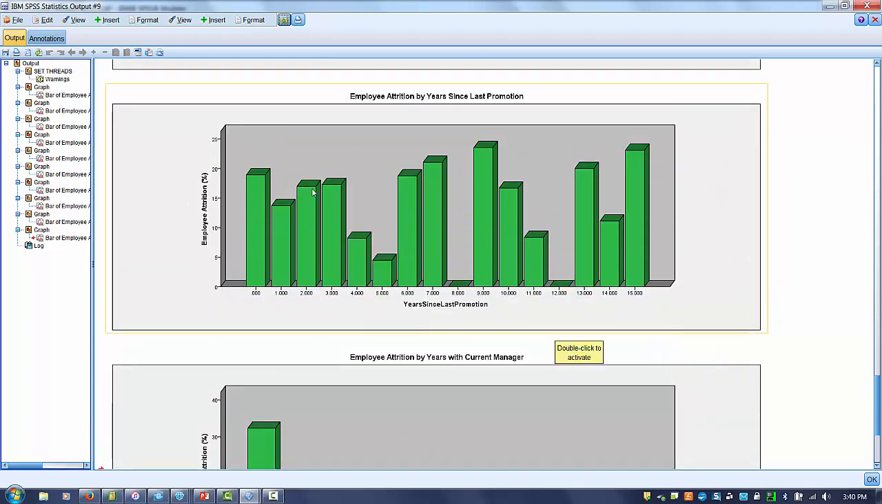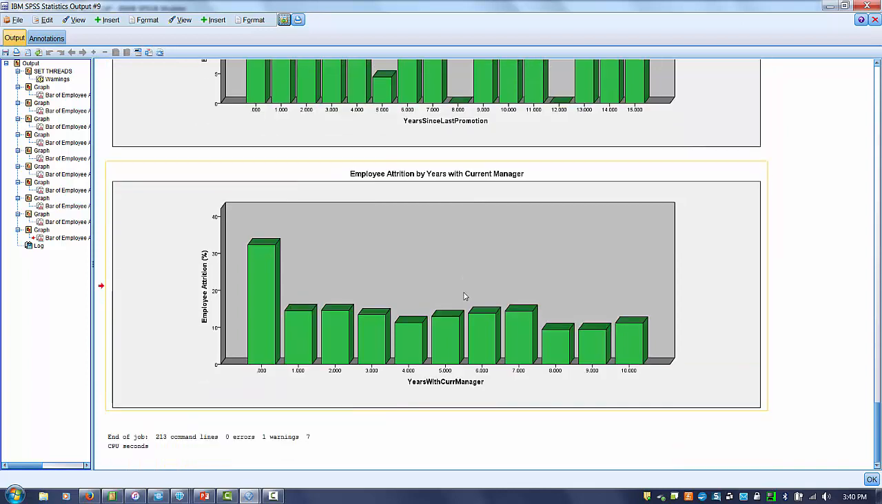This was interesting to me because it doesn't seem like there's much relationship between years since your last promotion and attrition. You would expect that there would be. It could be something specific about this kind of company and the kind of people that work there. I don't know, but it doesn't seem like there's much of a relationship. There might be a slight increase, but I'm not seeing a big one.